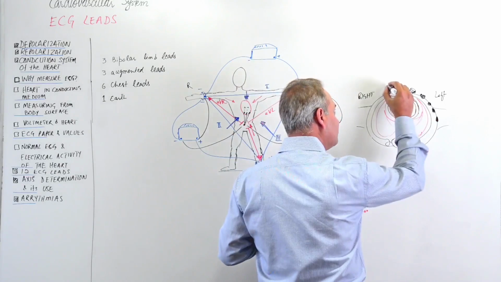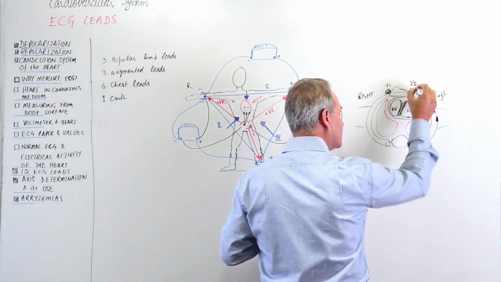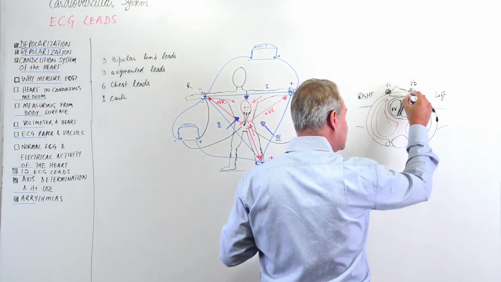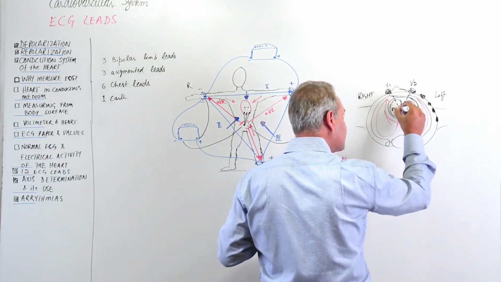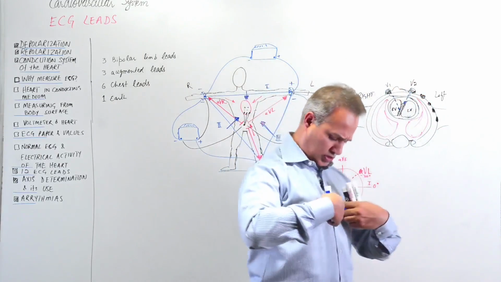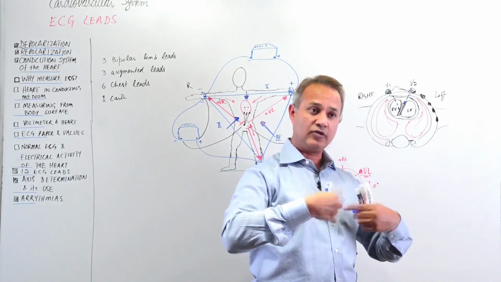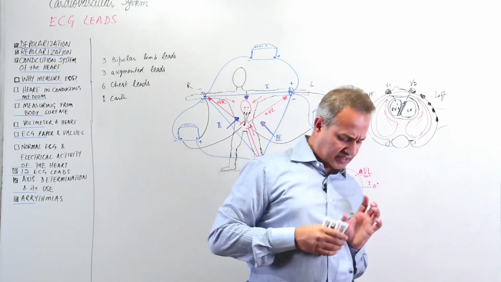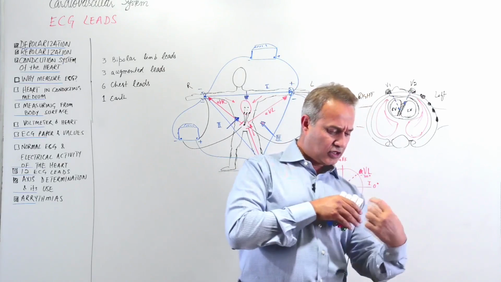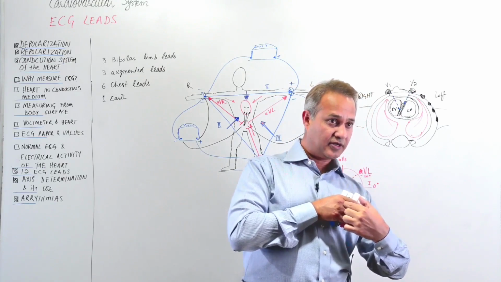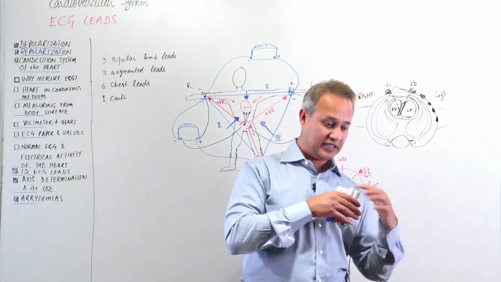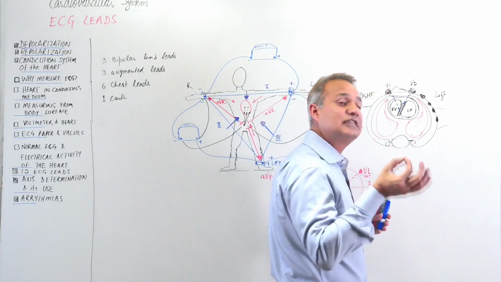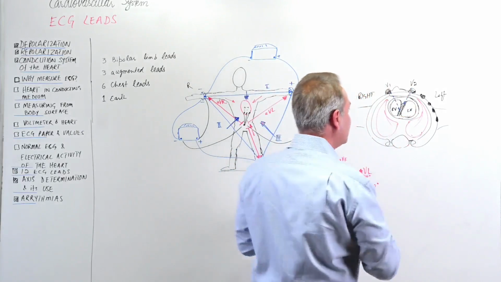So the leads V1 and V2 will look at the anterior and septum. When they look down from here, they actually look at the septum. So why the septum? Why not the ventricle? Look, the ventricle is sitting like this and the septum is this, and you're looking in from here. So when you're looking in, what are you going to see? The septum. So V1 and 2 are actually called anteroseptal leads. They look at the septum.